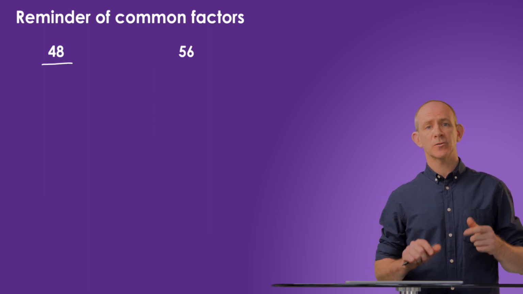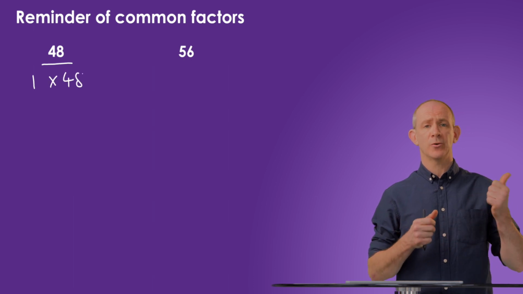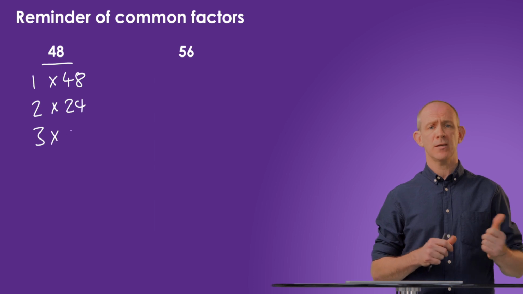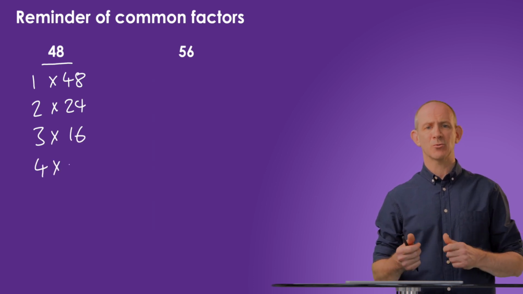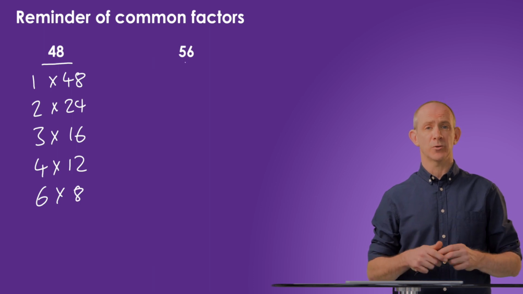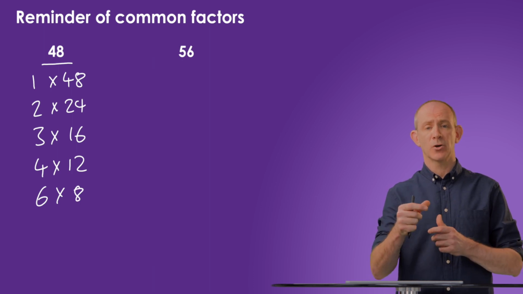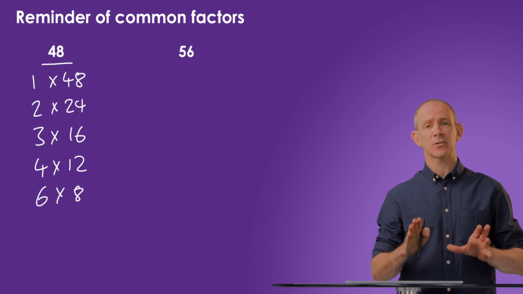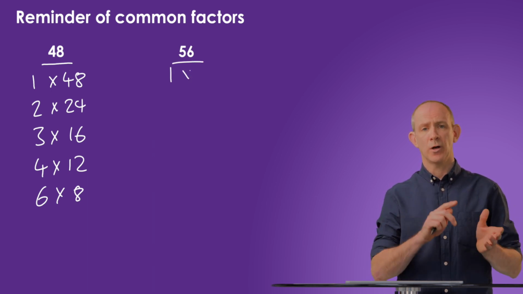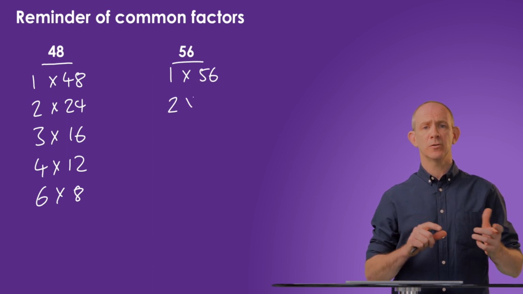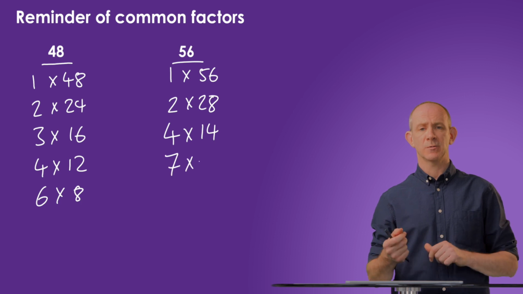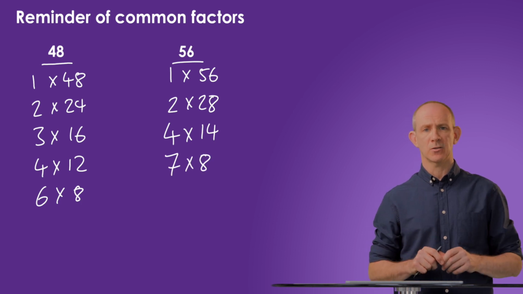So here we've got 48, and we'll start off with 1 times 48, 2 times 24, 3 times 16, 4 times 12, and 6 times 8. And we know that 7 doesn't go into 48. Now, because I've got to 8 on the right-hand side, I know I don't have to search for any more factors. We can do the same thing for 56. We've got 1 times 56, 2 times 28, 4 times 14, and 7 times 8. And we know we've got all our factors there.